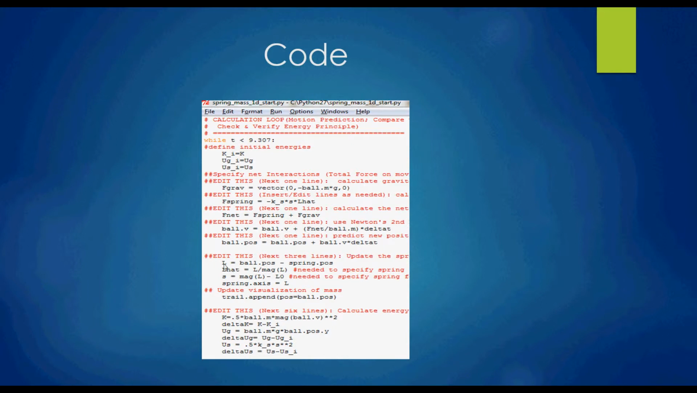And here, this part updates the length and the L hat and the magnitude of the distance so that it can recalculate the spring potential over again. This down here calculates the difference in kinetic energy and the difference in the potential gravitational and the potential spring.